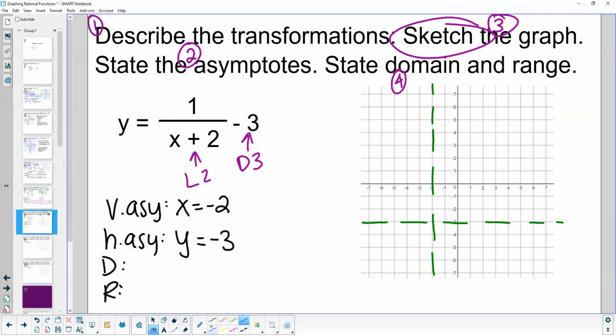So that 1 means that it's going to be kind of a tight curve. So we're going to see something that looks like this. Notice how this is not perfect there. You are just sketching a picture of it.